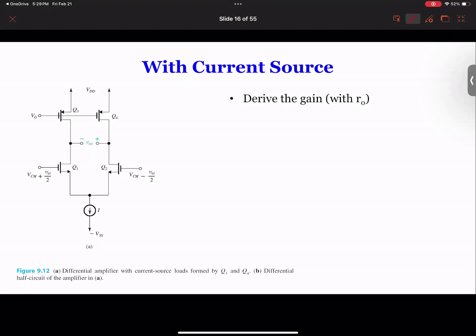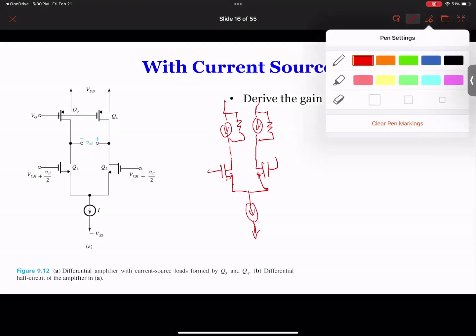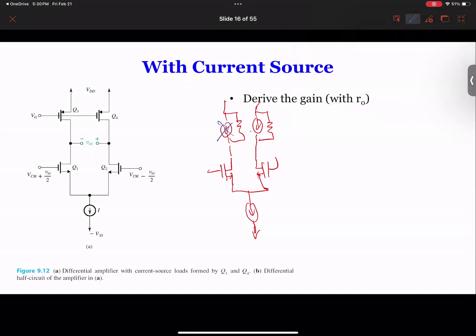So when you have a current source as a load, do you remember what we have eventually? Basically, we can draw the equivalent circuit like this. This is the current source, and this is for the biasing, okay? But the top one is a current source with its output resistance, and then this one, and this one too, with the current source with output resistance. But a current source for AC is an open circuit. So basically, we get rid of this, we get rid of this. Then we have this, basically the same.